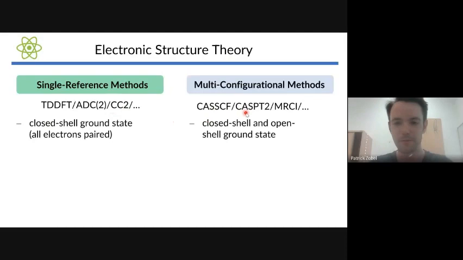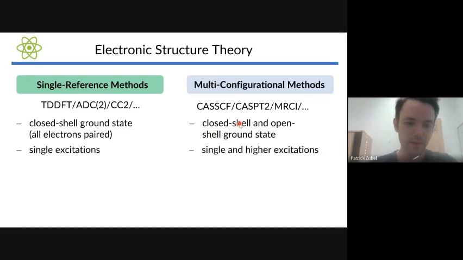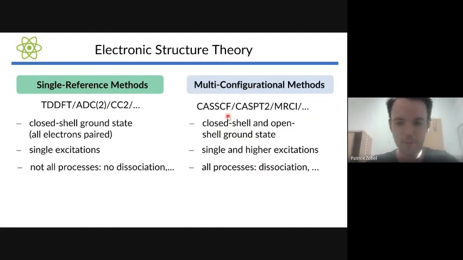With multi-configuration methods, you can describe any type of ground state that you want. Also, most single reference methods only include single excitations. With something like ADC2 or CC2, higher order excitations are barely described, while with multi-configuration methods you can also describe higher excitations. So you're more flexible in the electronic states that you describe, and also in the processes that you can finally simulate. Because single reference methods need a closed shell ground state, you cannot describe something like dissociation processes where you split the electron pair, while with multi-configuration methods this is possible.